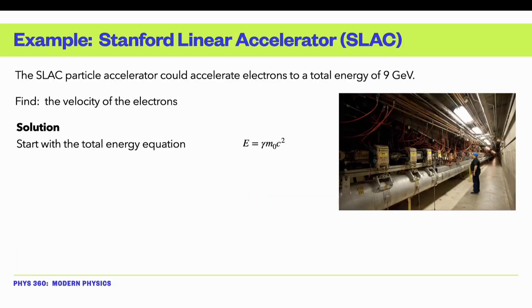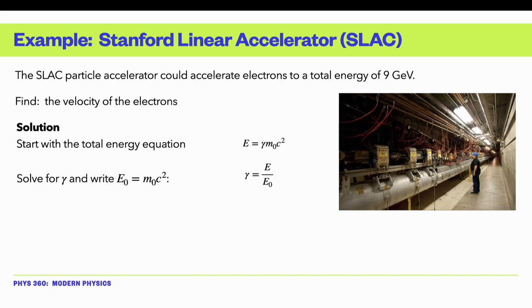Here's another example. The Stanford Linear Accelerator, SLAC, had an accelerator to accelerate electrons down this linear geometry. They've actually converted it into an X-ray laser now, but when it was accelerating electrons, it could get them up to 9 GeV. So the question is, we want to find the velocity of an electron if it has a total energy of 9 GeV. You can start with this equation for the total energy. We're trying to solve for the velocity, which is buried in the gamma factor there.